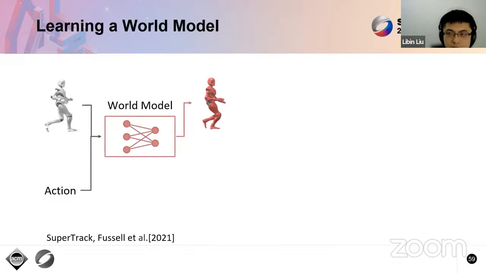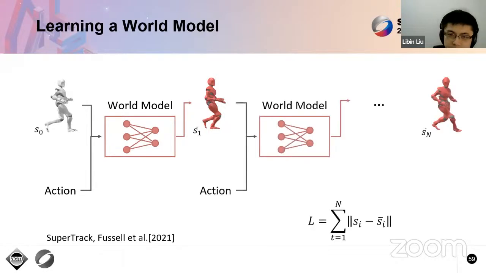And then some recent work, especially SuperTrack, a SIGGRAPH 2021 work, tells us that this approximation can be done by simply learning a neural network, which we call a world model. So it works just like a simulator. This world model also takes the states and the action as input and predicts the next states. Because the world model is a neural network, this whole process is differentiable.